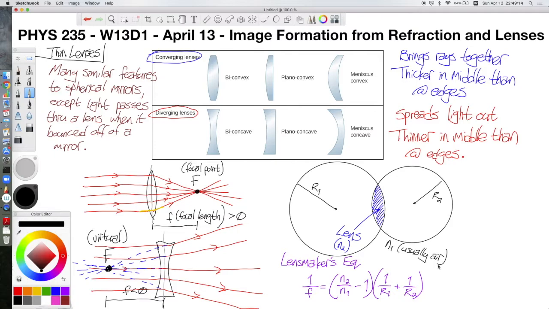Now I want to note that those values for R, the radius of curvature of those two spheres of which the lens is the intersection, can be positive or they can be negative. And I want to write these down. So the sign conventions for the radius says that the radius is positive if the surface is convex towards the object.